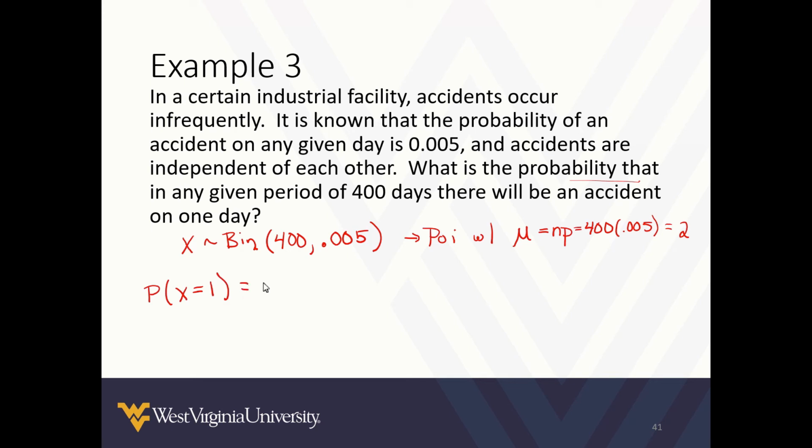Using our formula, this would be e to the negative 2, 2 to the first over 1 factorial, and this would be equivalent to 0.2707. So there is approximately a 27% chance that within 400 days there was a single accident.